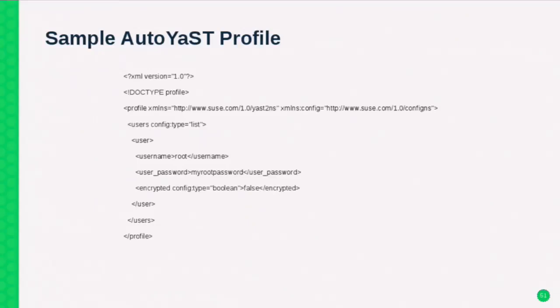On the next slide, I have the smallest possible AutoYaST profile. It configures only one thing, and that is the root password, nothing else. And yes, you can use even this AutoYaST profile in order to install a system. The question is, what happens with the other areas of the system configuration? You do not specify bootloader. Will it boot?